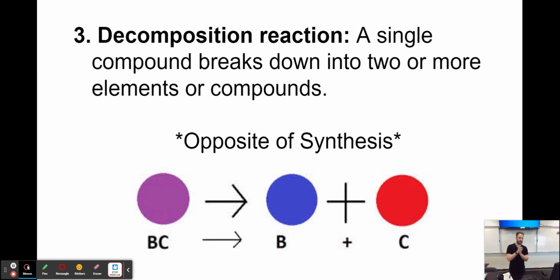Reaction type number 3 is called a decomposition reaction. This is the opposite of a synthesis reaction. In a synthesis reaction, two things combine to form one thing. In a decomposition reaction, a single compound breaks into two or sometimes more elements or compounds. So this framework down here would be like if compound BC broke into compound B and compound C. I also really like what they did here, where it was purple breaking down into blue and red.